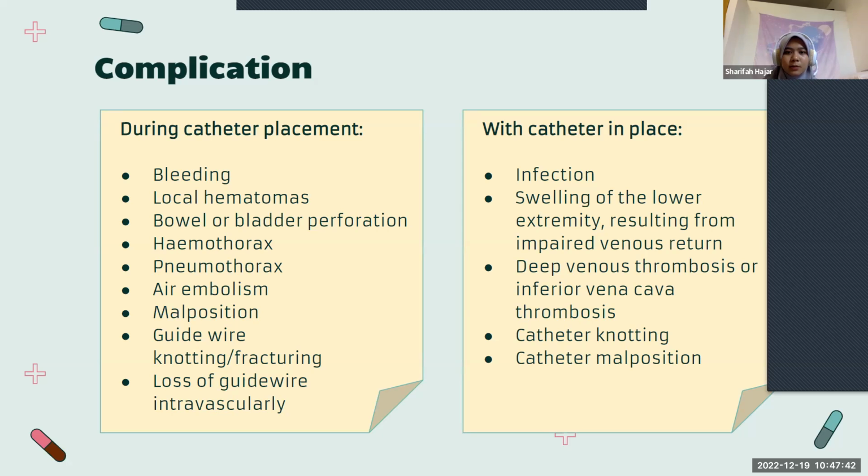Okay, and then there is risk of deep venous thrombosis or inferior vena cava thrombosis, catheter knotting, and catheter malposition. The central venous catheter can trigger thrombosis because of vessel wall damage at the insertion site. The obstruction of the flow can cause stasis, irritation of the vessel, and it can also be caused by the presence of a foreign substance in the vessel.